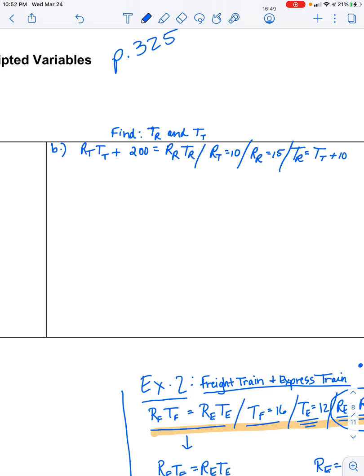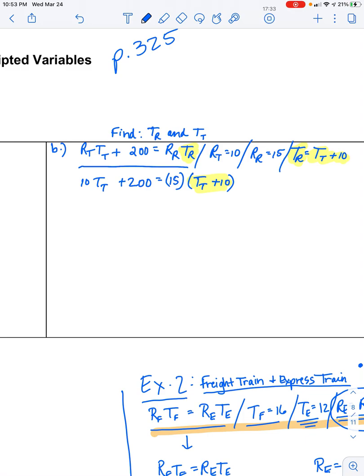Okay, so we're looking for two values here. All right, so let's start out by taking the original equation here and plugging in some values. So we see that R sub T is 10. T sub T is what we'll solve for here, plus 200. We see that R sub R is 15, and T sub R is T sub T plus 10. Do you all see that right over here? I want to make sure you see that. Let me grab yellow here. This T sub R is T sub T plus 10. Why? Because look at this one over here. T sub R is T sub T plus 10. So I'm substituting that value in for T sub R.